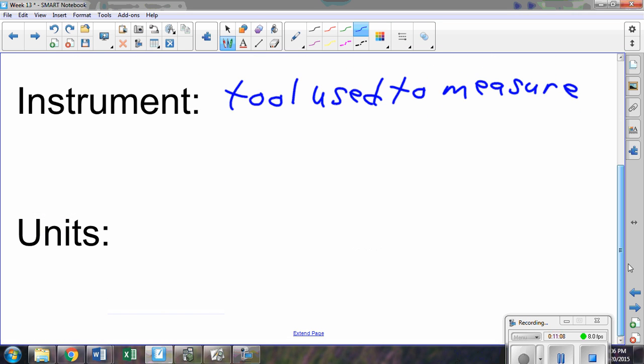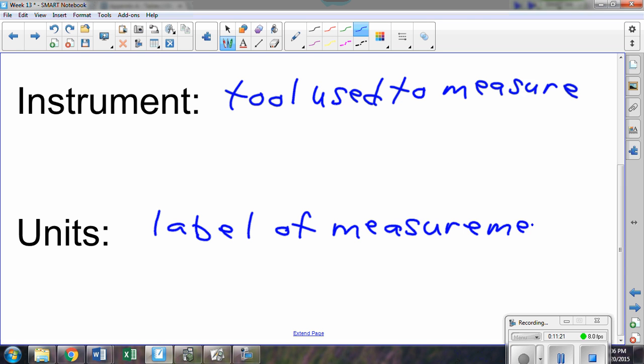All right, moving downward. Units. Units is just another way of saying label. For instance, if we measure your height, what is your height? All right, Alex said 6'4". 6'4" what? You talking 6 kittens and 4 puppies? No, you mean 6 feet, 4 inches. Inches and feet is the label, therefore it is the unit.